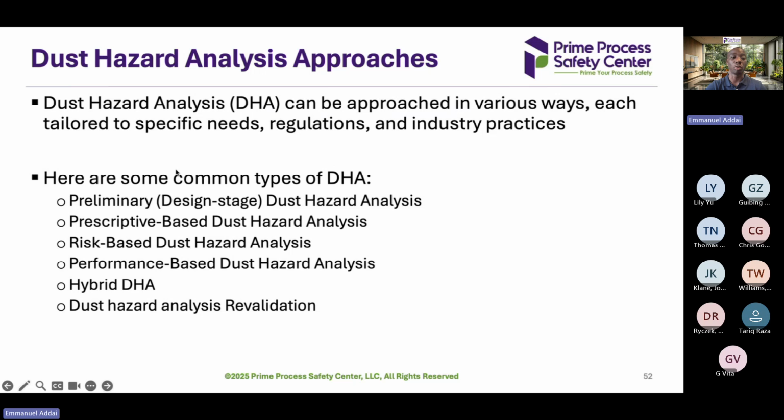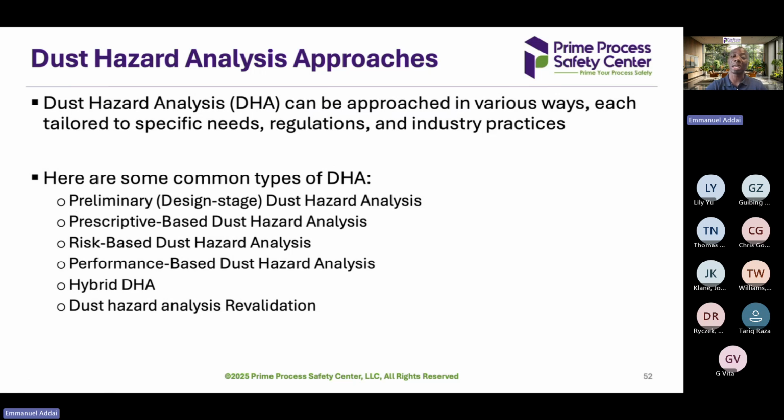And we also do prescriptive-based, which is code-based. So based on the code, NFPA 652 or 654, or maybe now they say 60. And normally the fire marshals, OSHA, and the insurance companies prefer the code base because they want you to meet a specific code. And most of our DHAs are prescriptive and hybrid. So I'll jump into hybrid. That's what we normally use.